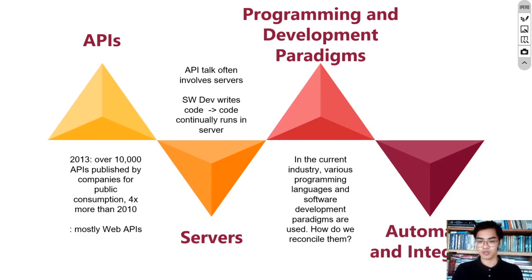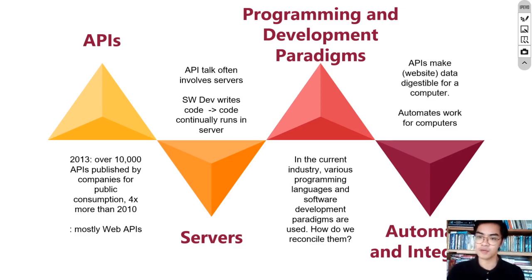All right, so yeah, automation and integration. APIs make mostly website data, but not always, digestible for a computer. So it automates work for computers and also for us as developers. Key point is you don't need to write anything if you don't know how, if you have an API that already does that function for you. You can just link that API.